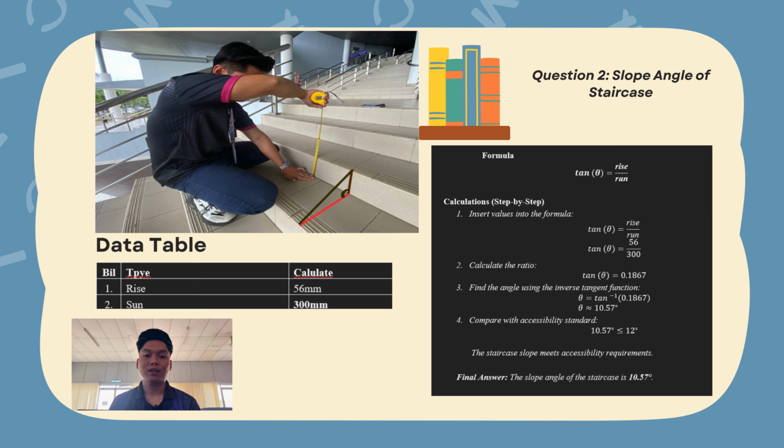The answer is 0.1867. To find the angle, we use the inverse tangent function, or arctangent. We go to the formula tangent power negative 1 bracket 0.1867. So the answer in degrees is 10.57 degrees. So the angle is normal.